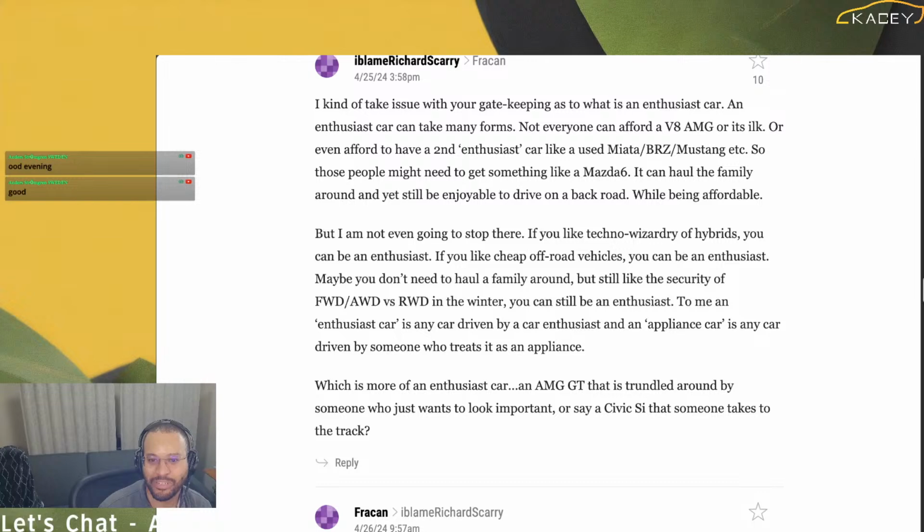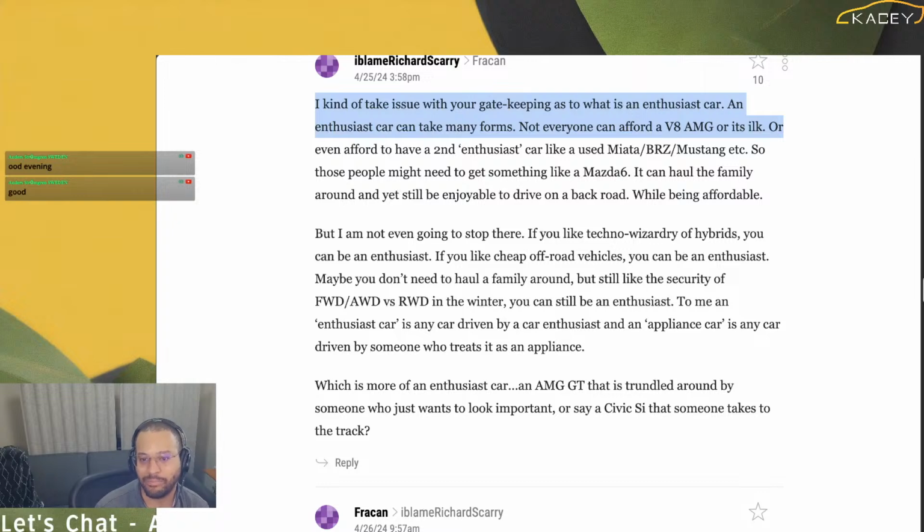I kind of take issue with your gatekeeping of what an enthusiast car is. An enthusiast car can take many forms. Not everyone can afford a V8 AMG or its ilk, or even have a second enthusiast car like a Mazda Miata, BRZ, or Mustang. So those people might need to get something like the Mazda 6. It can haul the family around and yet still be enjoyable to drive on a back road.